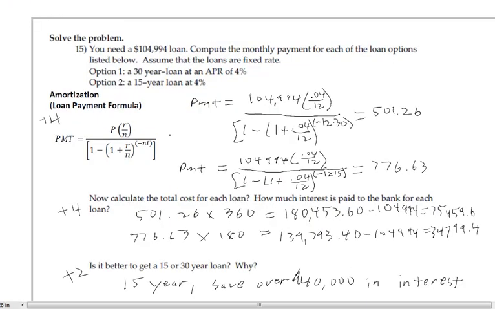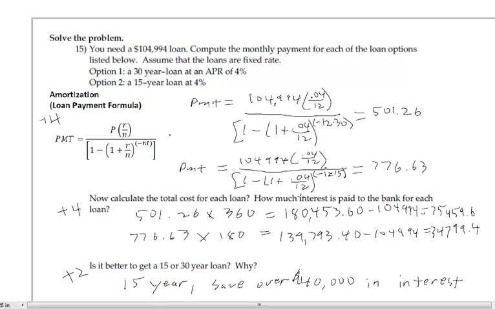On 15, let me make sure I get that. Yeah, on 15. Calculate the payment here on a house. So here's the payment loan formula. Plug all those numbers in. You get $501 for the 30 year, $776 for the 15 year.